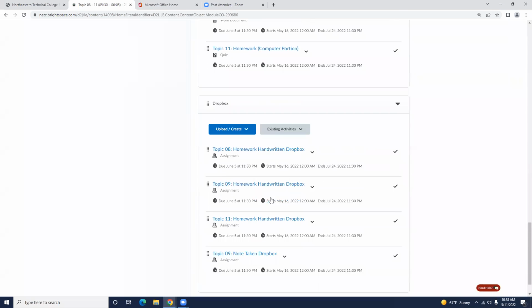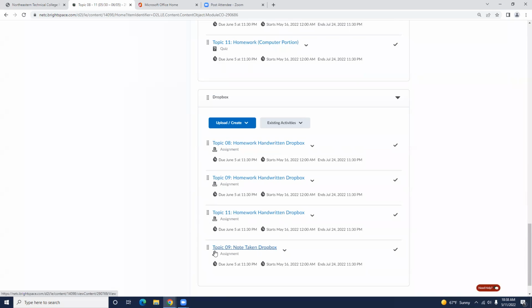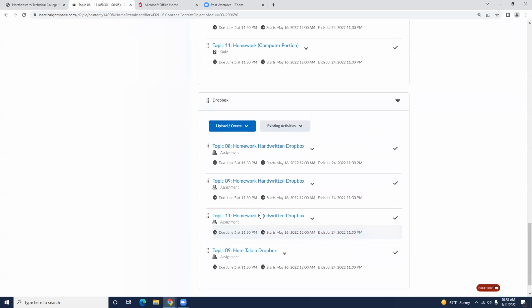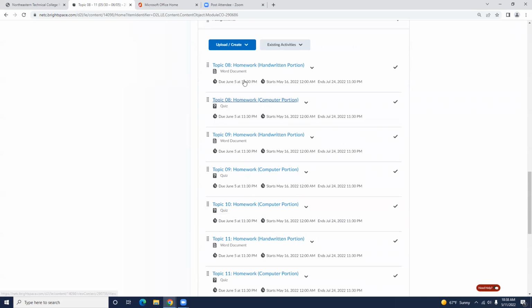So after the homework, you will see the Dropbox. Every week, you are required to turn in your notes taken. So this particular week, you will just need to turn in the topic 9 notes that you took from watching the videos. The other Dropboxes are for the handwritten portion. Make sure you do not put the wrong handwritten portion in the wrong Dropbox. So once you finish both portions for topic 8, submit the computer portion and then upload the handwritten portion.